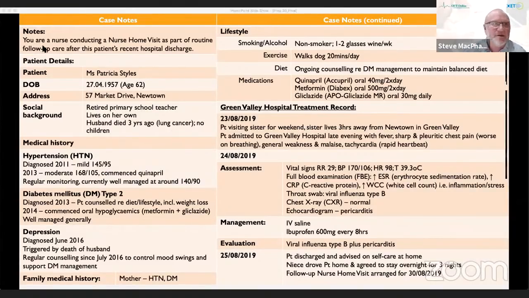Okay, here we go. Now let's just start reading this, everyone. So notes: you are a nurse conducting a nurse home visit as part of a routine follow-up care after this patient's recent hospital discharge. Now I said before the who, so it says you are a nurse conducting a nurse home visit. It's follow-up care for this patient, and the patient has had a recent hospital discharge. That's our background. Patient, Ms. Patricia Stiles, 62. She's got an address. She's got a social background, a retired primary school teacher, lives on her own. Husband died 4 years ago of lung cancer, no children.